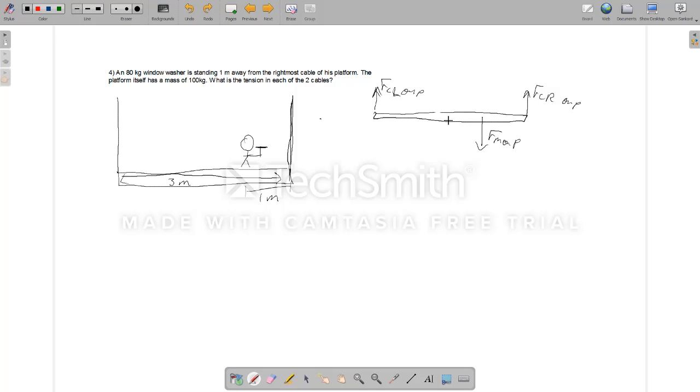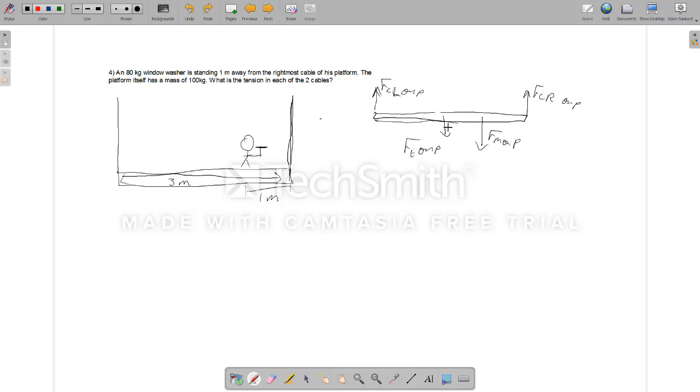And then in the middle, at the center of mass, you have the Earth exerting a force on the platform itself. Force Earth on platform. So there we go. Now, we want to know what the tension is, or what the forces of the cables are on each side.